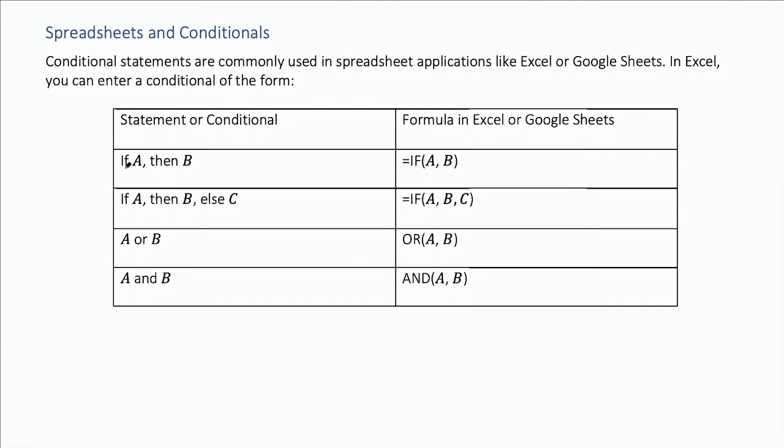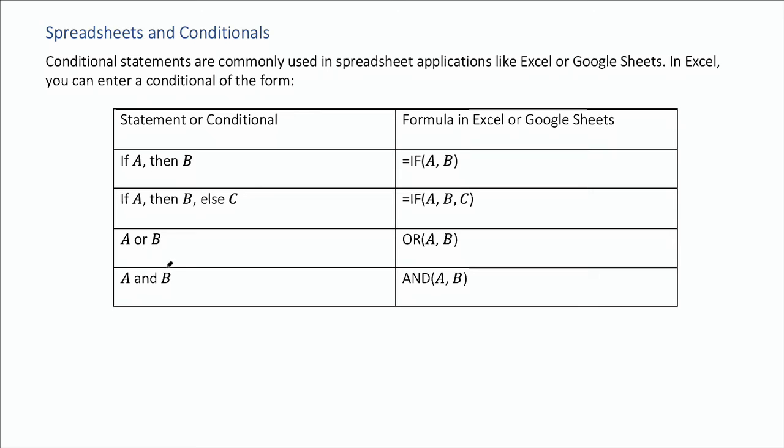The first is the basic if A then B. The way that we type that into a spreadsheet is we always use the equals symbol, and then type IF, and then A comma B. So if A then B. We can tack on an else statement. This says that if A is true, then we'll do B. If A is not true, then we'll do C. For that, we just tack on another comma C. This formula means if A is true, then do B. If A is not true, then do C.